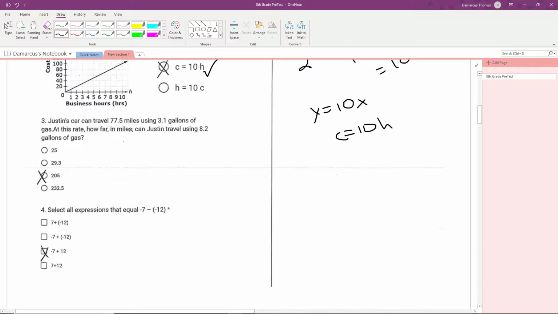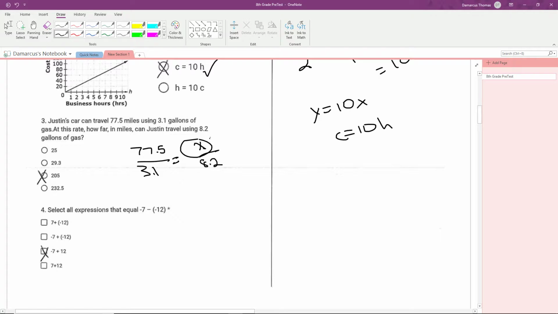Justin's car can travel 77.5 miles using 3.1 gallons. At this rate, how many miles can Justin travel in 8.2 gallons? So what we could do is say, well, we have 77.5 miles over the number of gallons, 3.1. And then we're going to set up a proportion. Well, we don't know the number of miles, but we do know that it's 8.2 gallons. And now all we have to do is solve for x.